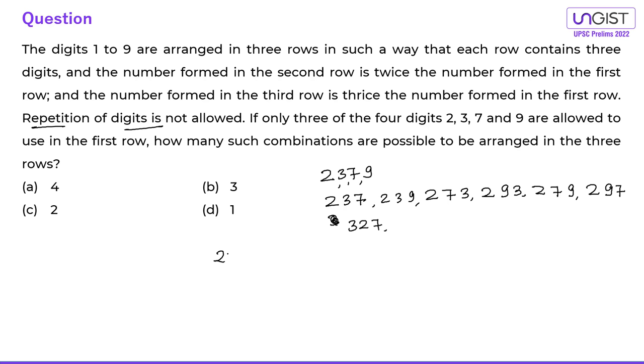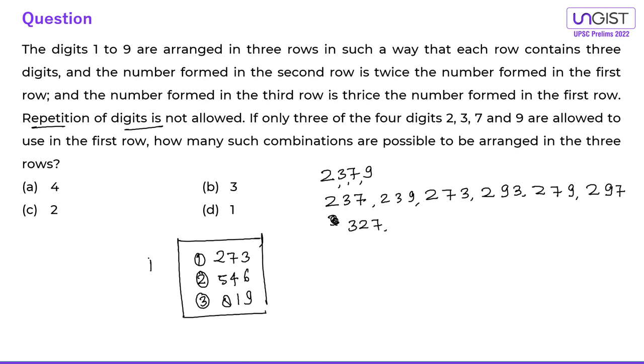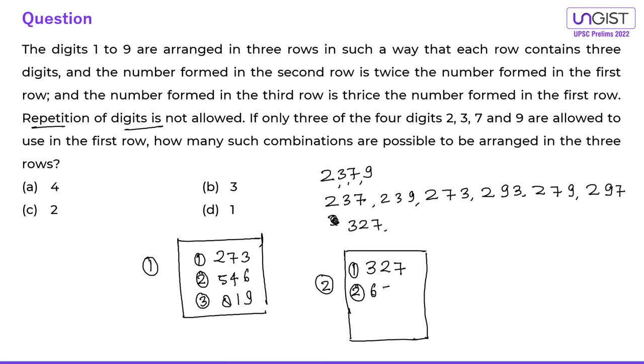So if we use 273 as the first row, then the second row will be double of this. So double of 273 is 546, and triple of 273 is 819. So this is the first combination. And the second combination is 327, and double of this is 654, and triple of this is 981, right? So what the question is saying, the repetition of digits is not allowed, right?